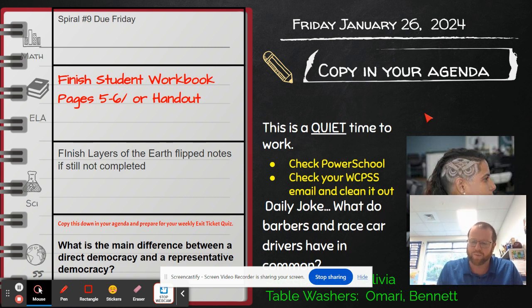In Math 6, we started our fractions unit, but we don't actually start with fractions. We start with greatest common factor and least common multiple. So we're going to finish that up next week. And then we're going to move on to fractions. We're going to talk about mixed numbers, improper fractions, and we'll finish the week up by talking about some adding of fractions.